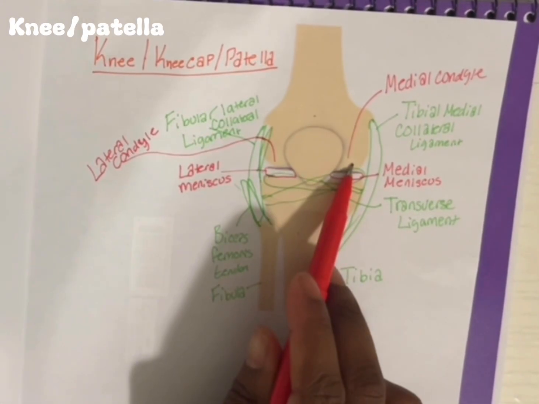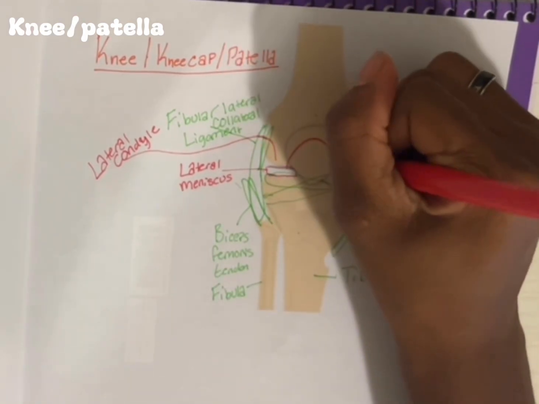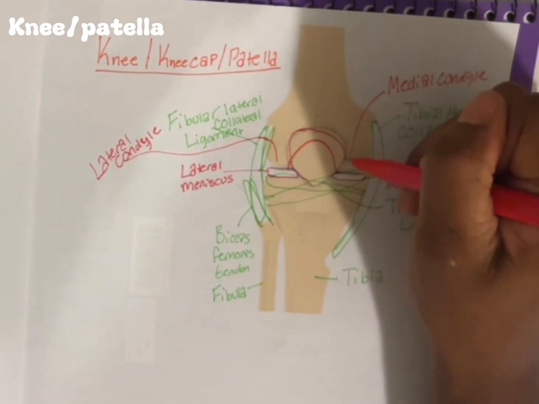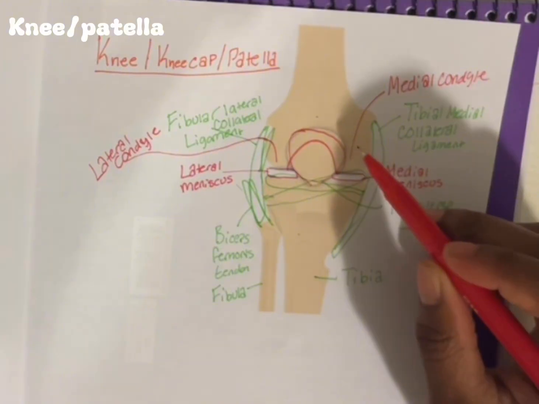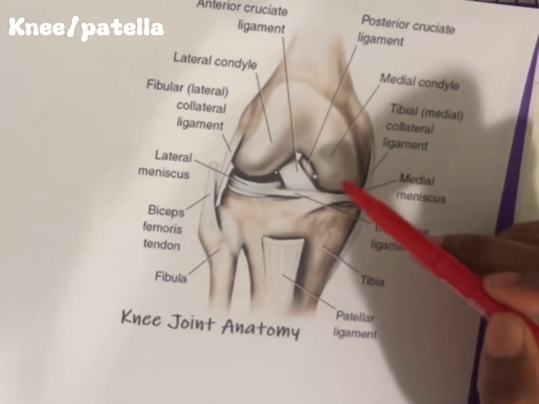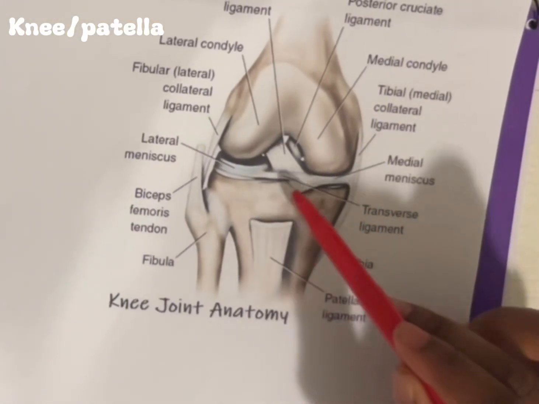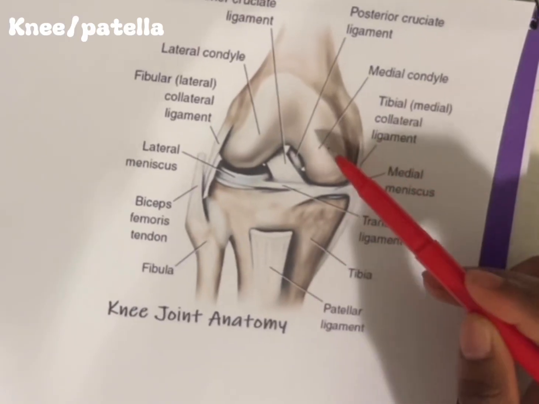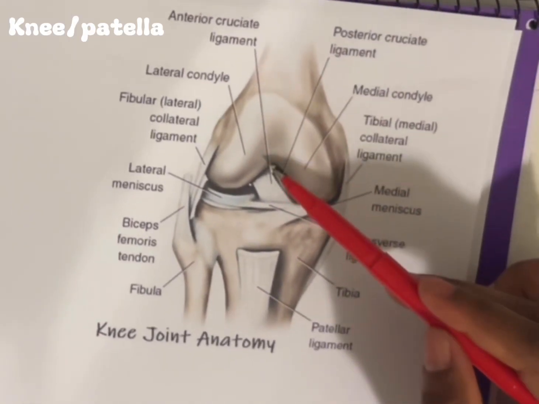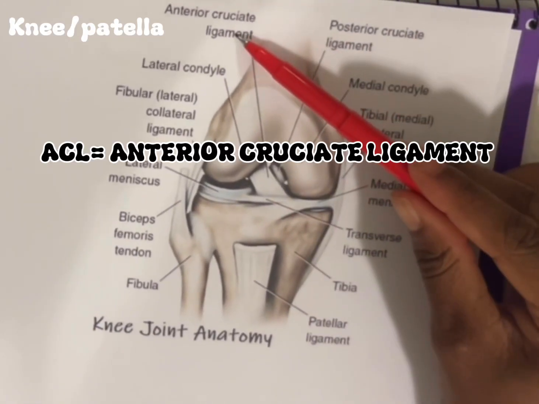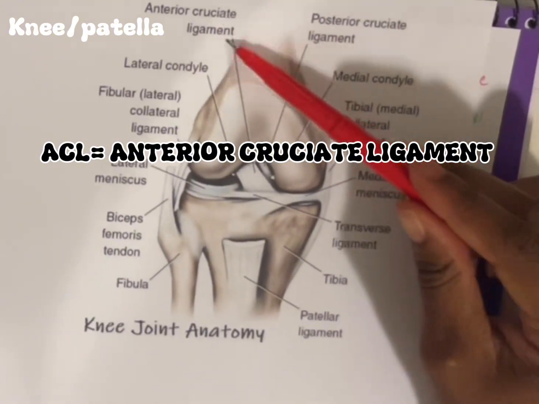Lateral condyle, medial condyle. They arch up like this and form that patellar surface. So it looks like this. If the patellar bone wasn't here, it would look like this, with this notch right here, and this transverse ligament going across. And then we've got your anterior cruciate ligament. This anterior cruciate ligament is also called your ACL. So if you've heard of the ACL, that's what it is.